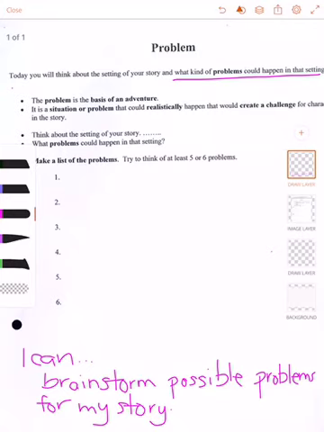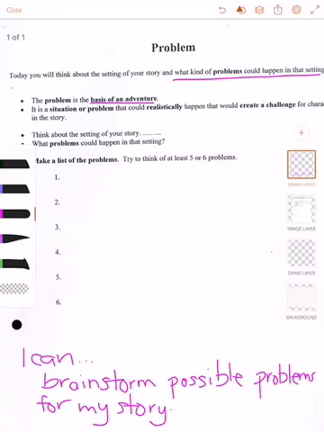Now, the problem is the basis of an adventure, and I do want you to highlight that. This is the heart and core of an adventure story. If you don't have that excitement in this part, which is the problem, the reader isn't going to be engaged. The reader isn't going to want to continue reading. So make sure that you put a lot of thought and effort into this section.